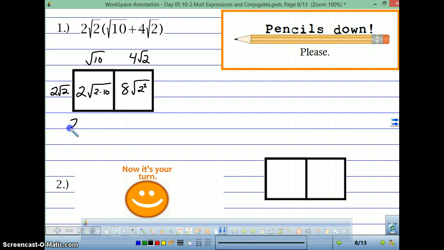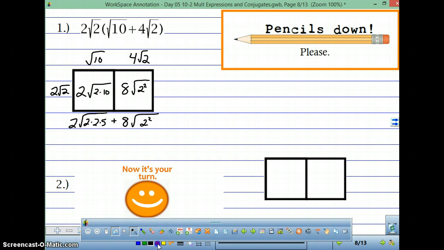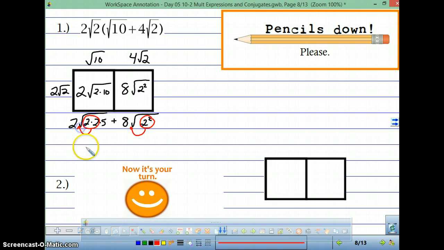Now down below here, we've got to simplify. So here we're going to do 2. On the inside, we have 2 times, how can we factor 10? 2 times 5. And here we're going to put a plus sign. We've got 8 as an integer on the outside and 2 squared. Now we look for our perfect squares. This one's a perfect square, comes on out. And here's a perfect square. Take the square root of it to bring it out.